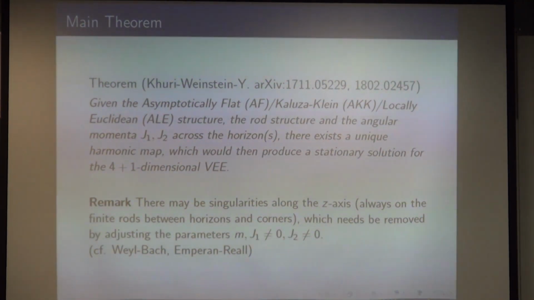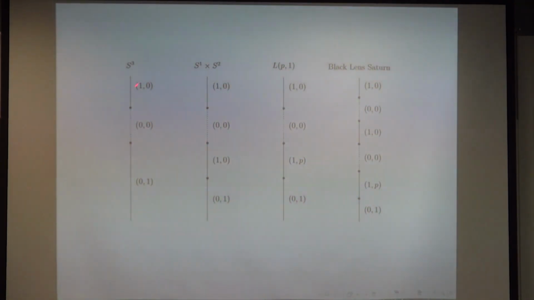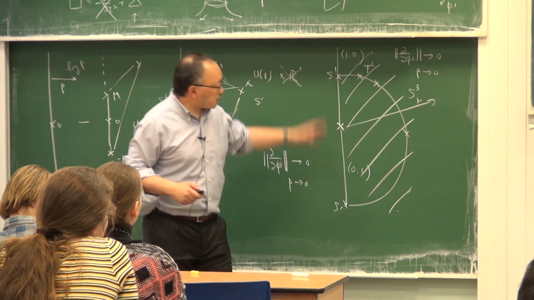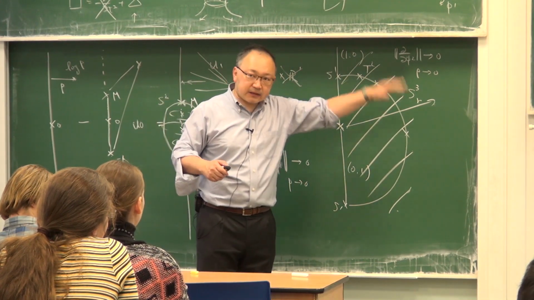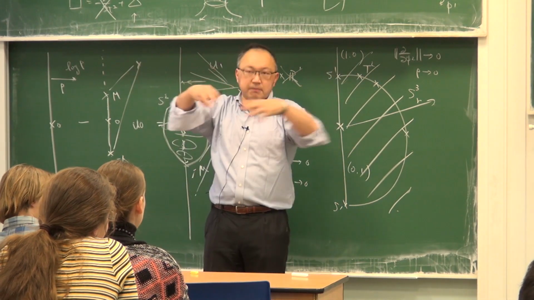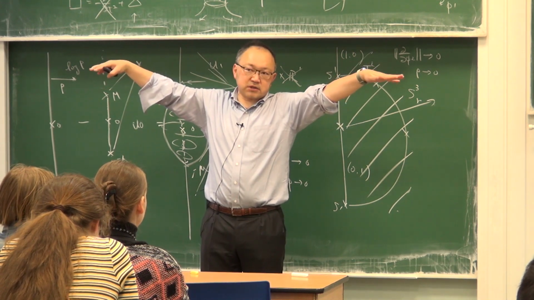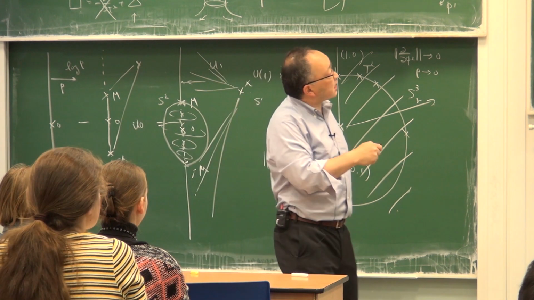Okay, and then I said that here you have 1, 0, and 0, 1. So 1, 0, and 0, 1 was this Minkowski space. So if you go very far away, then it looks like Minkowski space. So that's called asymptotically flat. Very far away from the gravitational collapse, things are very quiet, almost like Minkowski space.